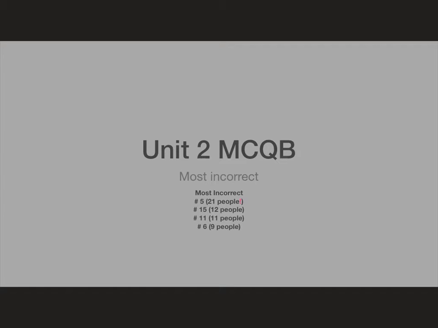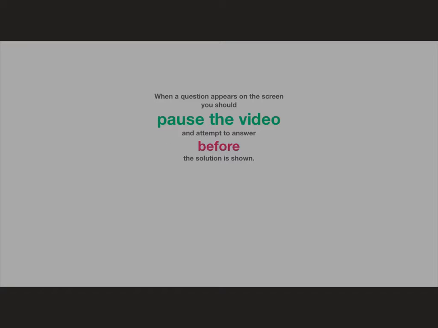These are the answers to Unit 2 Multiple Choice Quiz B. Problem 5 was obviously the biggest issue. 21 people got that one wrong, and then after that, just about half as many had issues with 15, 11, and 6. As usual, read the question, try it again, and then unpause the video to see the solution.